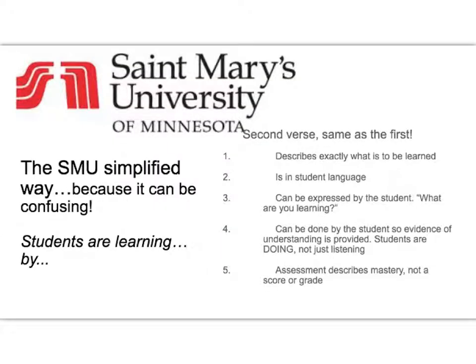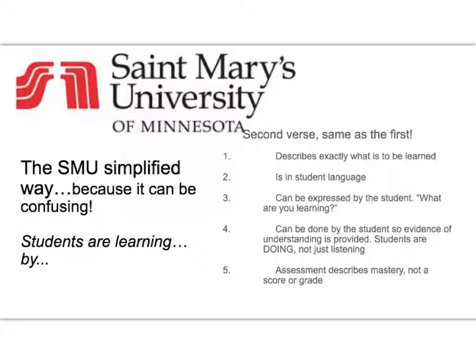So the way that St. Mary's uses a learning target or a learning objective is to include both what students are learning and what they're doing to show that they're learning it. So we start with this sentence frame. Students are learning blank, and you fill that in, by blank, and you fill that in.